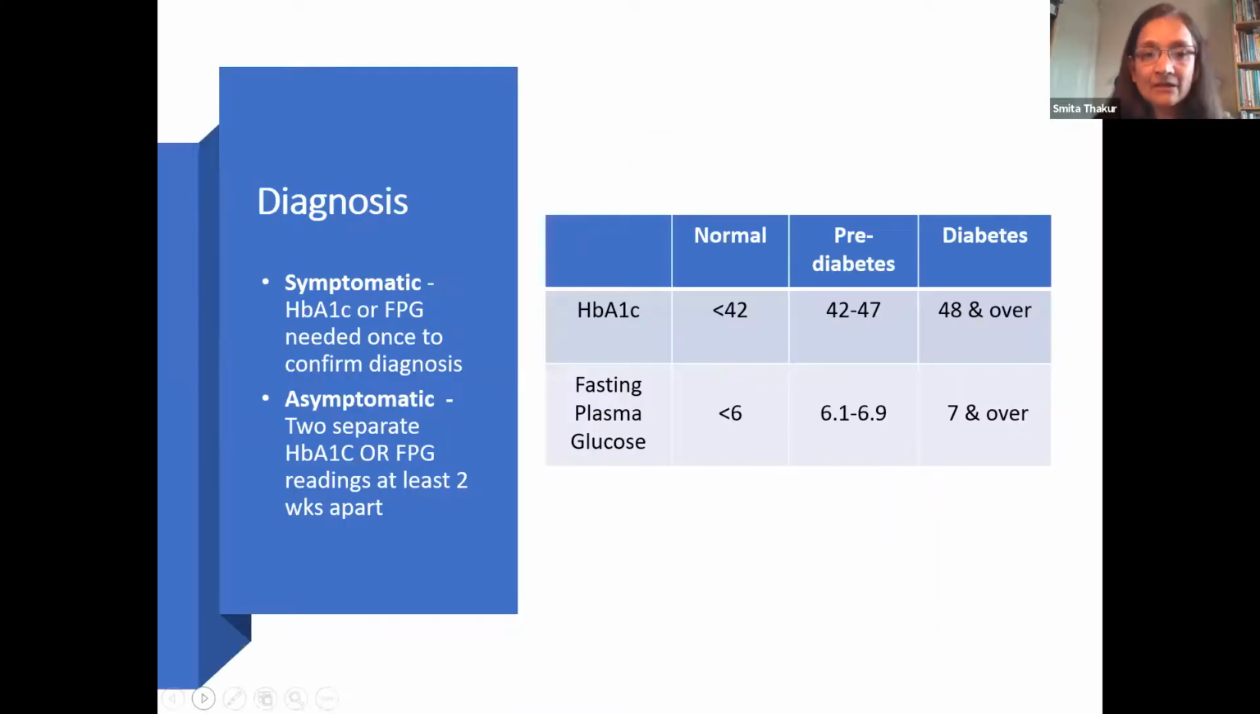Okay. As Dr. Birmani, in his wonderful talk, mentioned about pre-diabetes. So as per NICE, an A1C of 42 to 47 or a fasting plasma glucose of 6.1 to 6.9 is pre-diabetes. Anything 48 or over, or 7 and over, is diabetes. And we've discussed anyone symptomatic, just one reading of A1C or fasting plasma glucose is needed to confirm the diagnosis. In asymptomatic individuals, we repeat it at least 2 weeks apart.